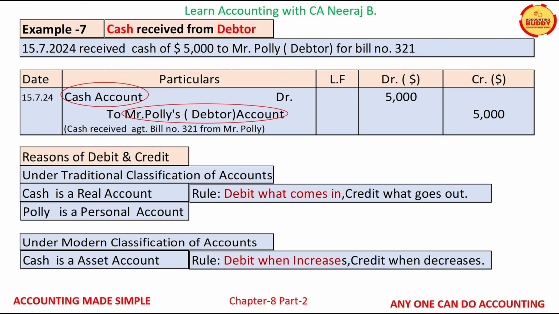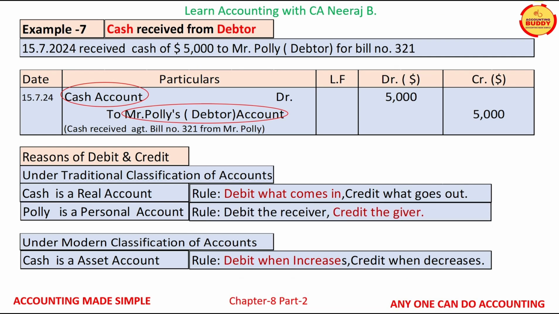Debtor account of Mr. Polly is a personal account under traditional classification of accounts. The rule of personal account is debit the receiver and credit the giver. In this transaction, since Mr. Polly is a giver, therefore Mr. Polly's debtor account is credited.